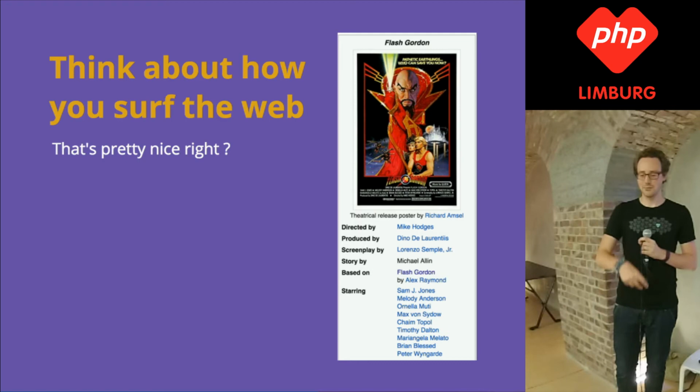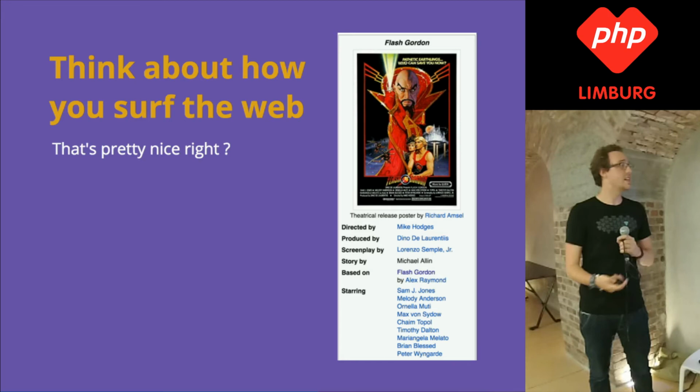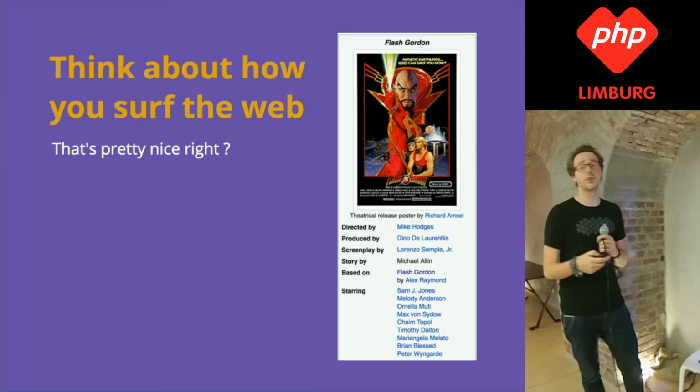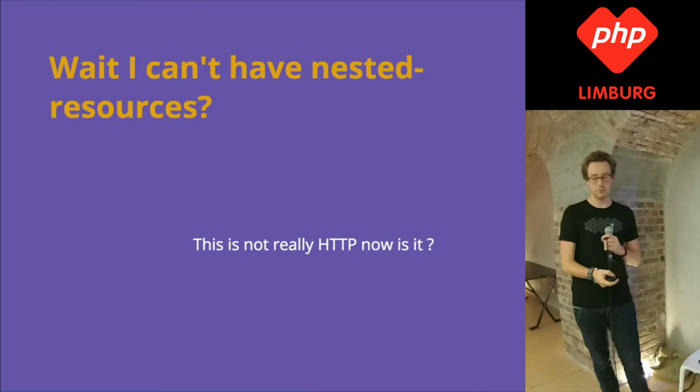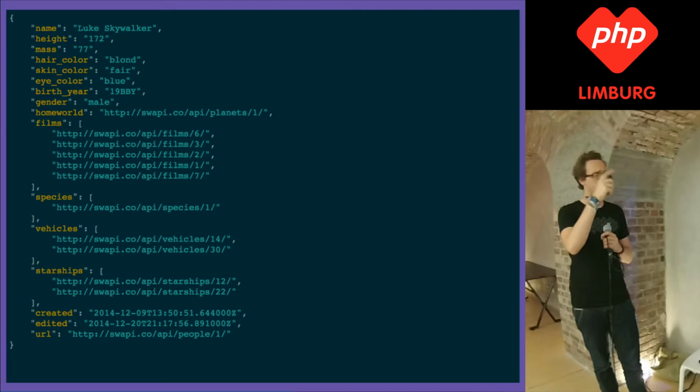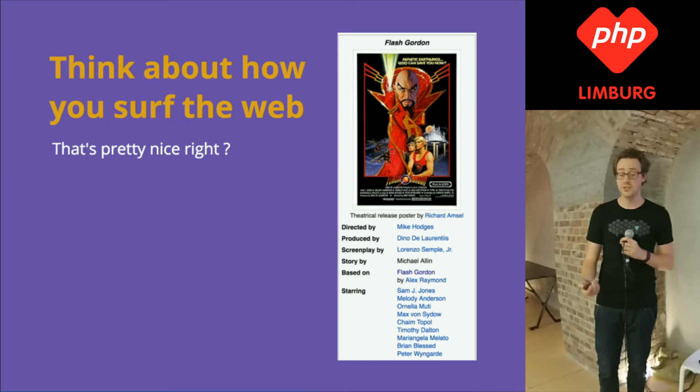So that's not how data should work in HTTP. Also, it's very easy for your developers or your clients to navigate your API. Here you have an overview of, hey, I have just a resource of a person in the film. Oh, what films? Oh, there are endpoints for films. Oh, there are endpoints for species or for vehicles. That's cool. You don't have to write documentation for that. That's cool, right?